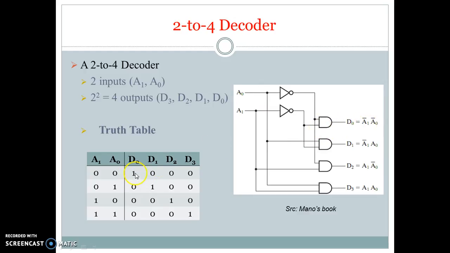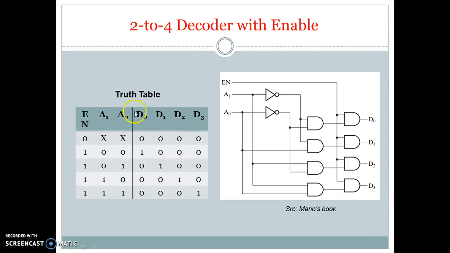So D0 is A1 bar and A0 bar. If the input is 0, it is indicated with a bar; if it is 1, there is no bar. For D0 it is A1 bar, A0 bar; for D1 it is A1 bar, because it is 0, and A0; for D2 it is A1 and A0 bar; and for D3 both are 1, so A1 and A0. And this is the truth table with the enable signal for the 2 to 4 decoder. The enable can be given as 0 1 1 1 1 and the output is 0 0 0 1.